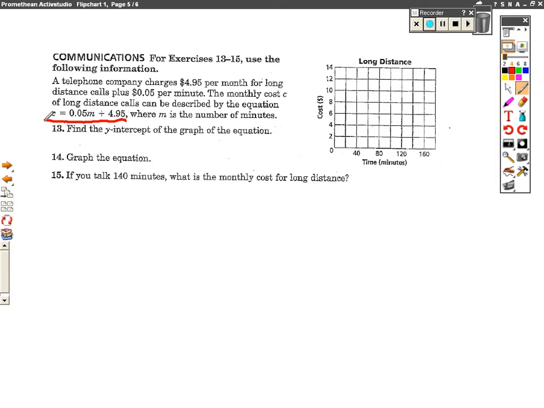Now it says, what is the y-intercept of the graph? Well, if you look at the graph, the cost is the y. So instead of C equals 0.05m plus 4.95, you could think of that as y equals 0.05x plus 4.95. You didn't have to do it like that, but just so you know that they're having the cost as the y, and you can see that they have the time as the x. So it says find the y-intercept.